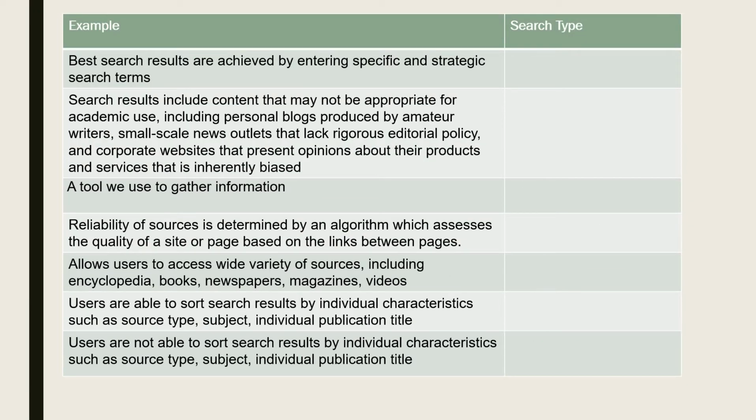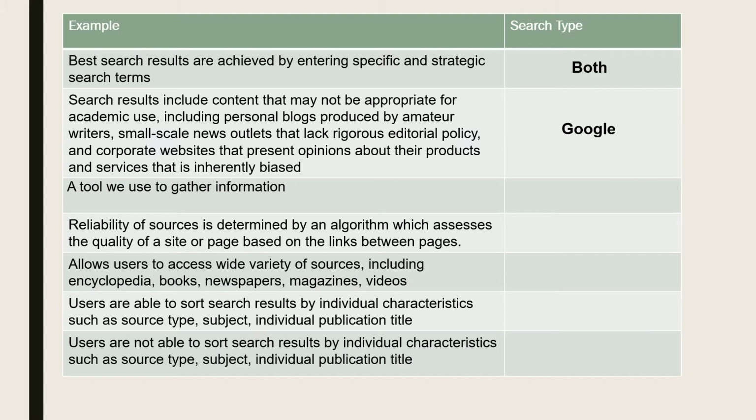Which one gives you best search results that are achieved by entering specific and strategic search terms? That is true for both. You can learn how to use some tools that will make your search more accurate. Search results include content that may not be appropriate for academic use, including personal blogs produced by amateur writers, small-scale news outlets that lack rigorous editorial policy, and corporate websites that present opinions about their products and services that are inherently biased. Yes, that one is Google. So a lot of information, but not all of it is reliable or appropriate for use in school.